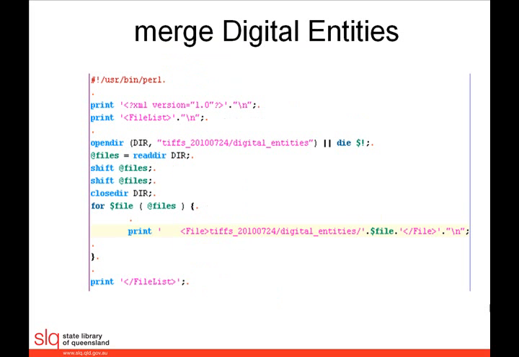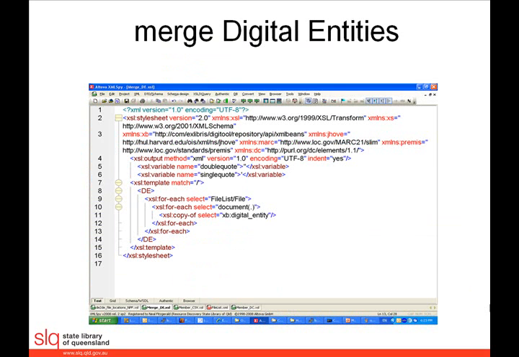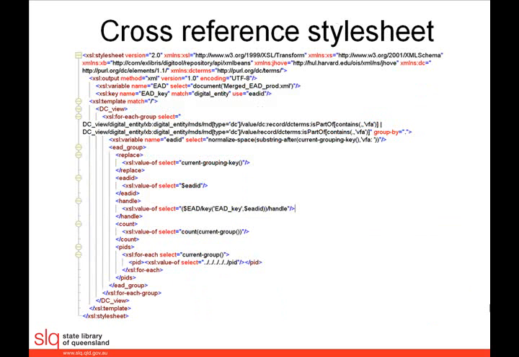I used a Perl script to get a directory listing in XML format. Then I used XSL to merge the XML files together. I cross-referenced the image Dublin Core and the finding aid digital entity XML to create a list of the finding aid identifiers and their corresponding handle URLs. There were about 800 distinct finding aids referenced by about 15,000 images.